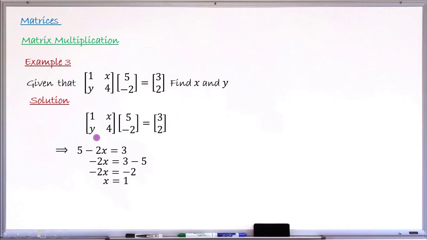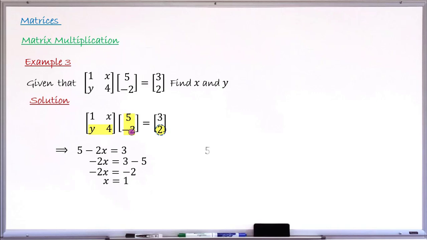So I'll move on to y. So this is my entry y here. This row times this column is what gives you this answer 2. Let me just show you. That is y and 4, the elements in this row, times the elements in this column, is what gives you this entry 2. So I can now use this to form simple equations in terms of y, which I can solve for y. So y times 5 is 5y, plus 4 times minus 2, which will be minus 8.